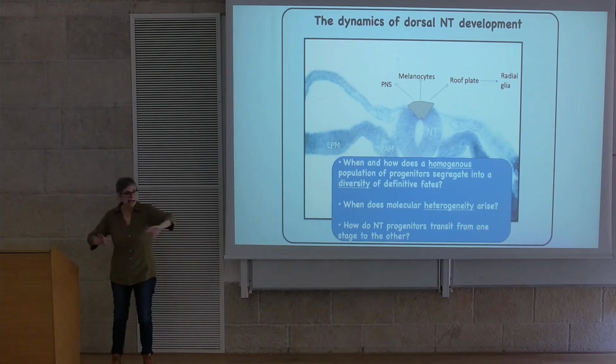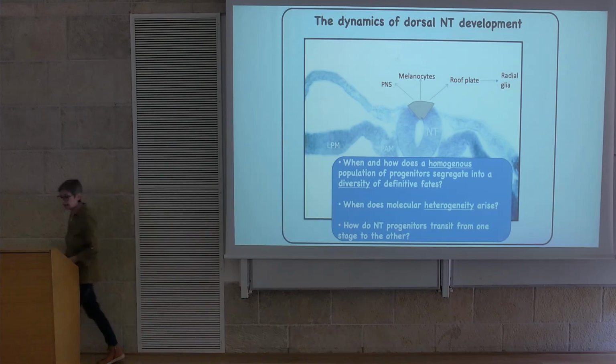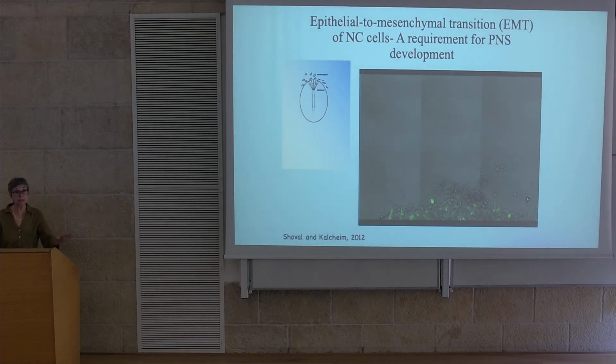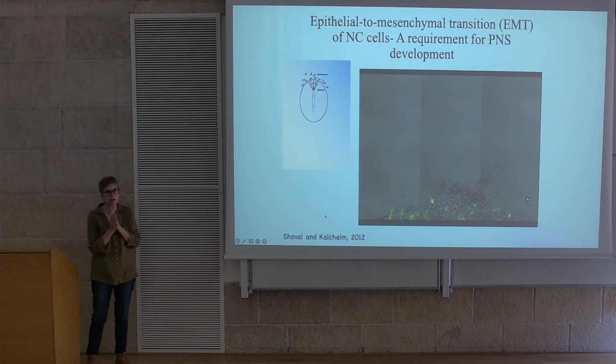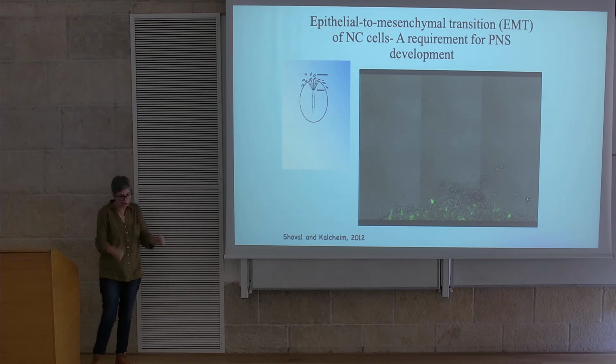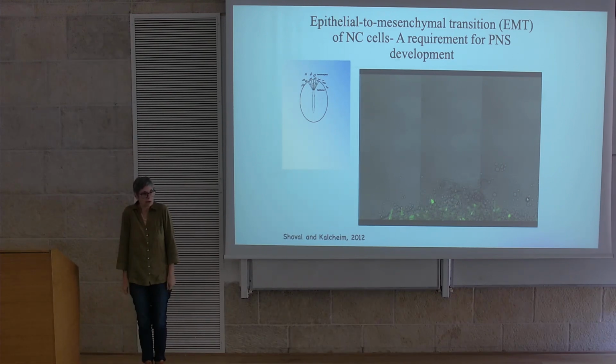So we are in a kind of sequence of events that is highly dynamic, and we would like to understand the whereabouts of that. So let's begin with the neural crest. The neural crest cells are exemplified by a very dramatic process of EMT, epithelial mesenchymal transition. They are born as soldiers.